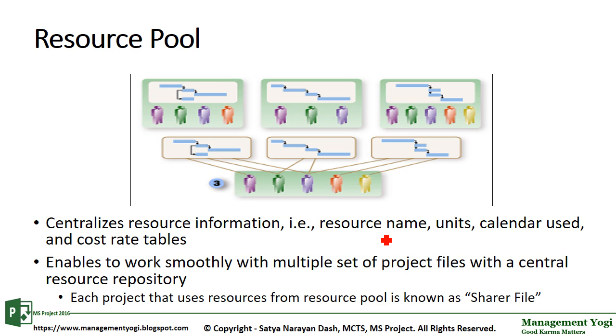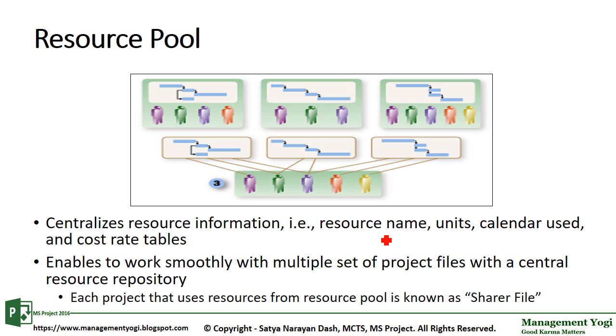So what we have is basically a pool of resources, and many projects which are connected to this pool of resources. As and when a project needs a resource, it can be a work resource, a material resource, or a cost resource. That resource will be taken from the pool of resources, and the same resource can also be used by another project.